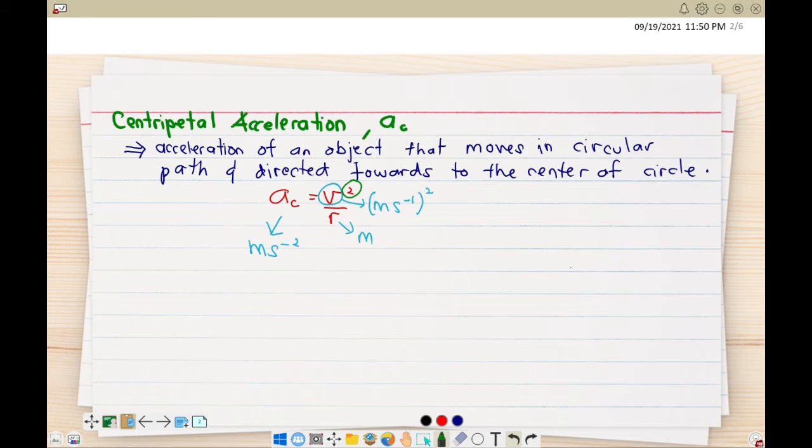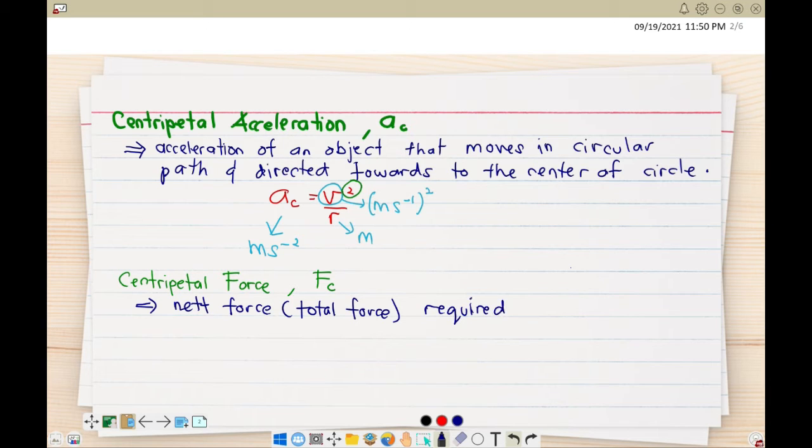Now, the second definition is centripetal force. In bahasa Melayu adalah daya memusat, because dia encircle kan. So what is the centripetal force? Centripetal force is the net force, or total force, required to keep an object that moves with a speed in a circular path.